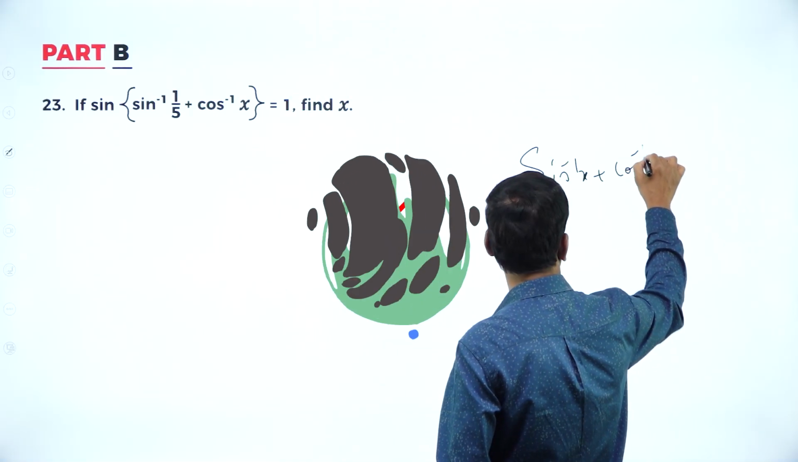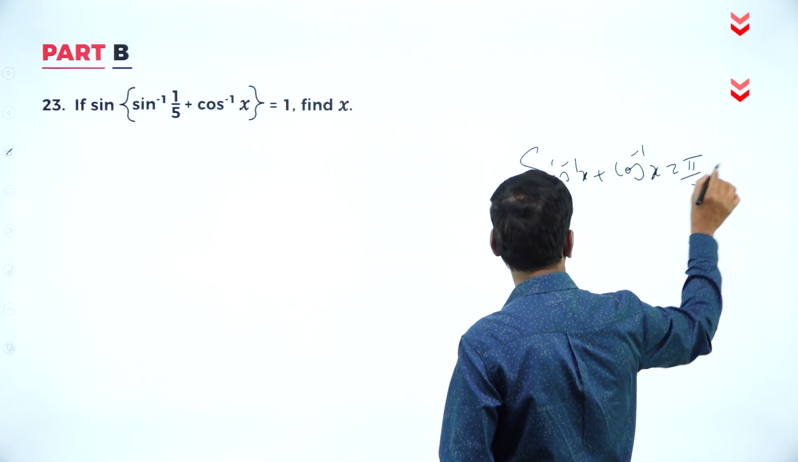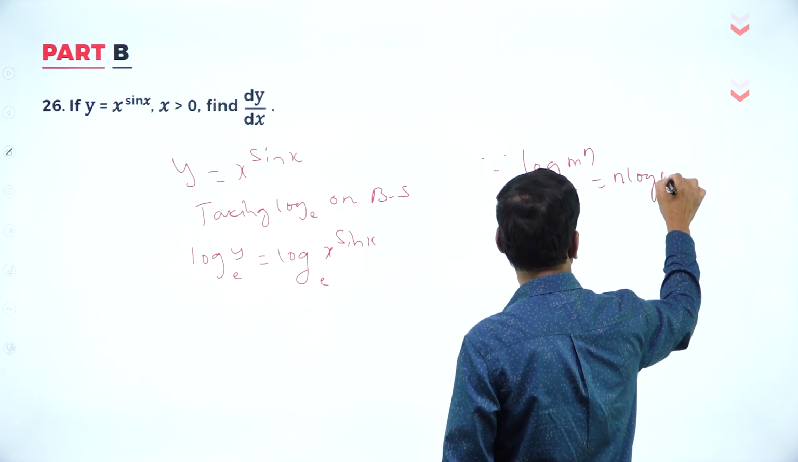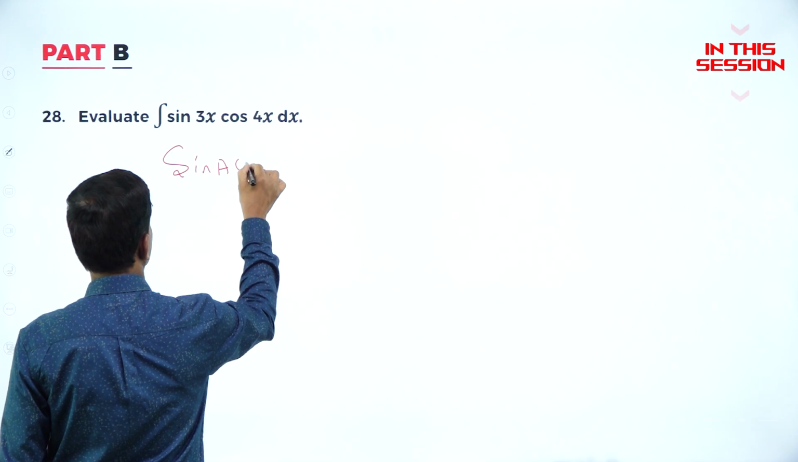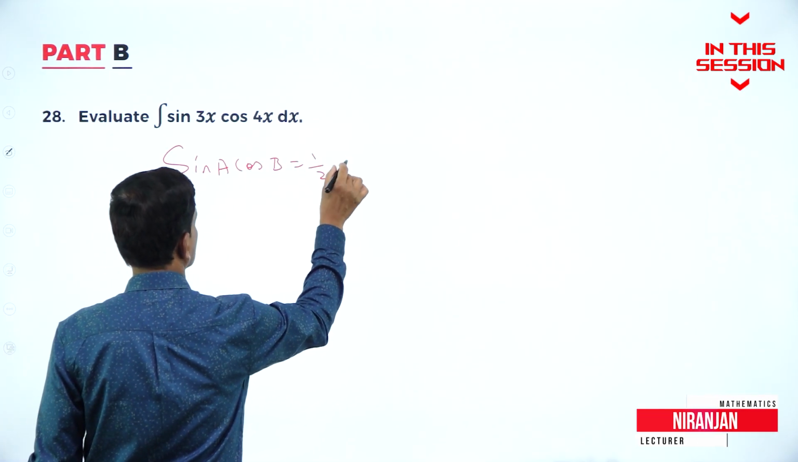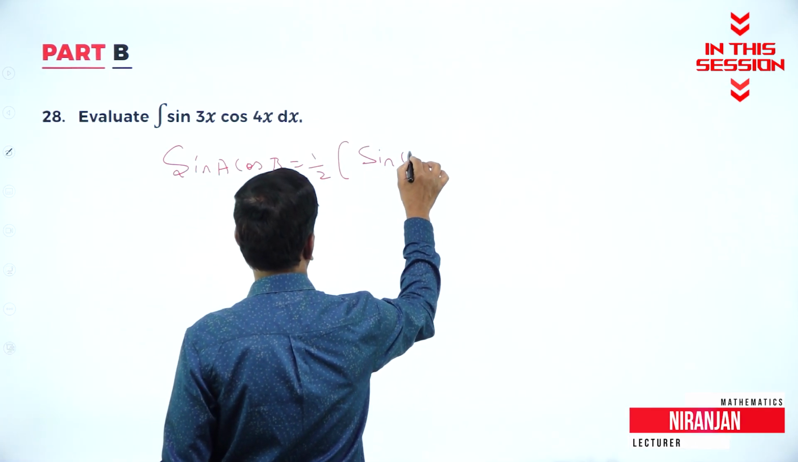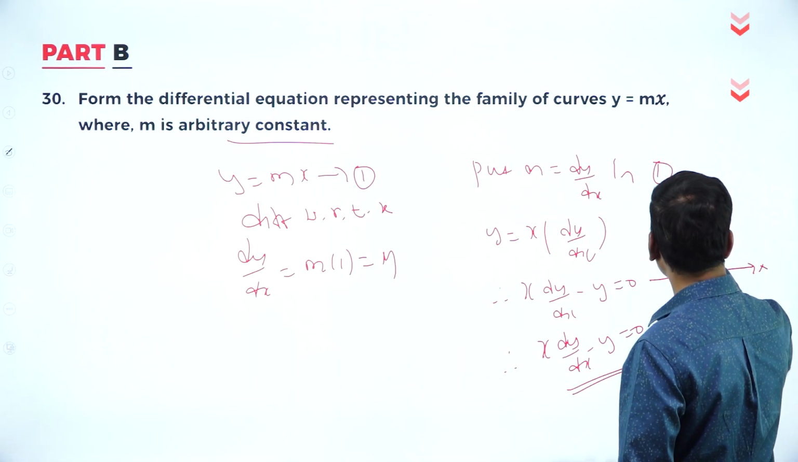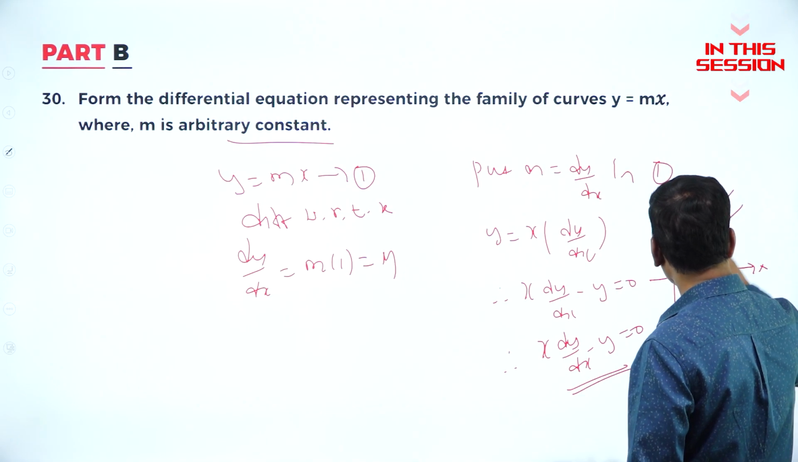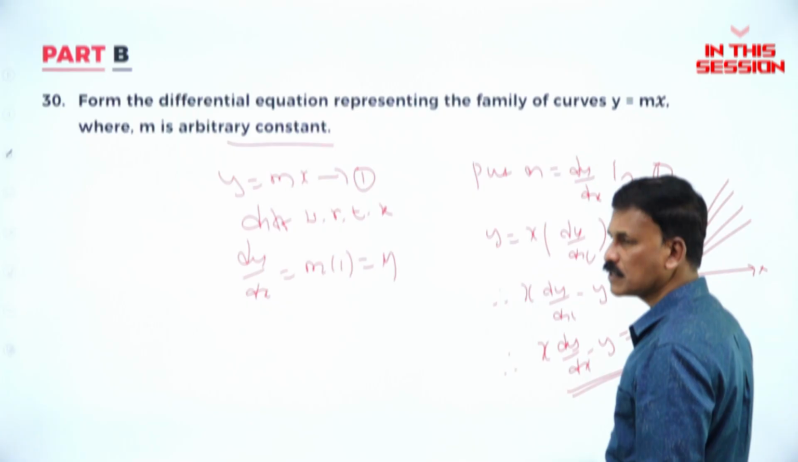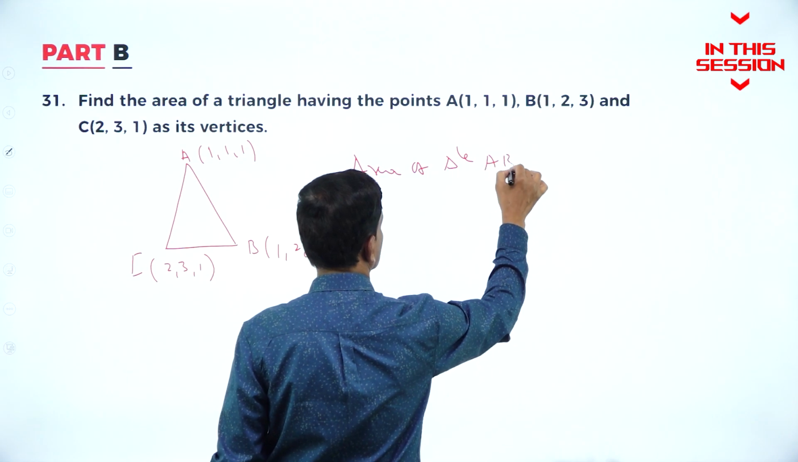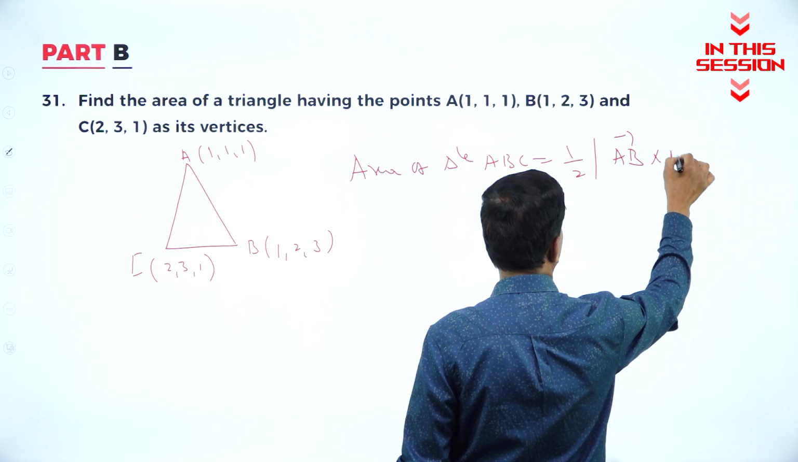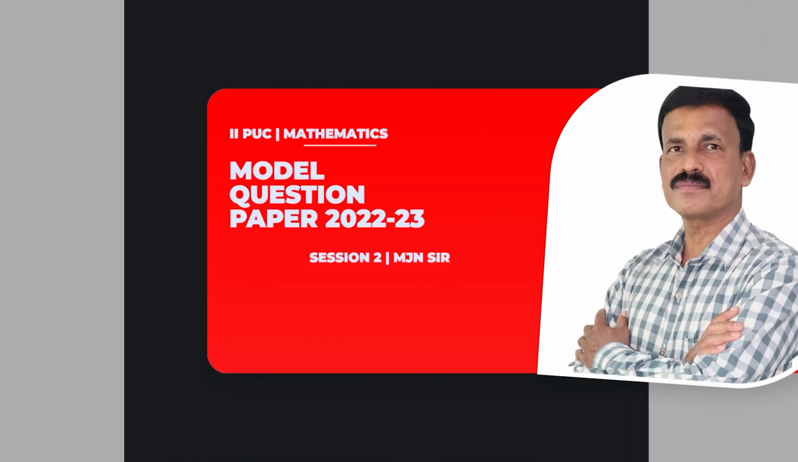sin inverse x plus cos inverse x is equal to pi by 2. Logarithm m to the power of n to base a is n log m to base a. sin a cos b is equal to half of sin(a plus b) plus sin(a minus b). Diameter of line is nothing but the lines which are passing from the origin. That's it. Area of a triangle ABC by vector method is equal to half into the length of AB cross AC vector.